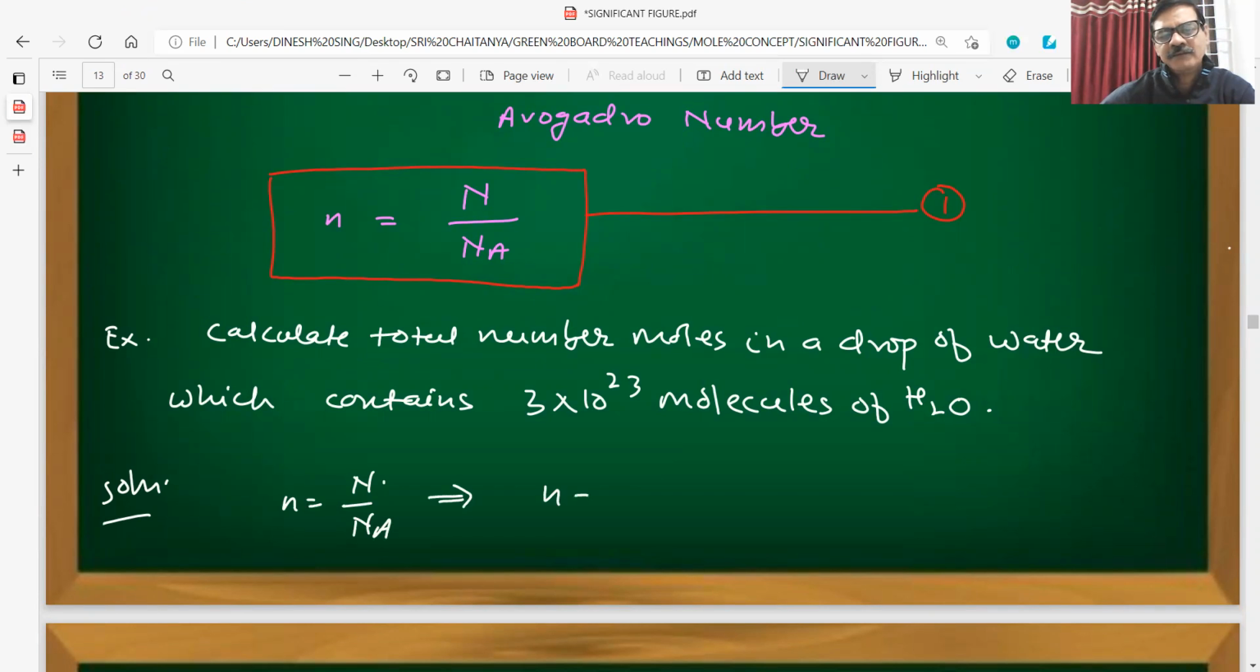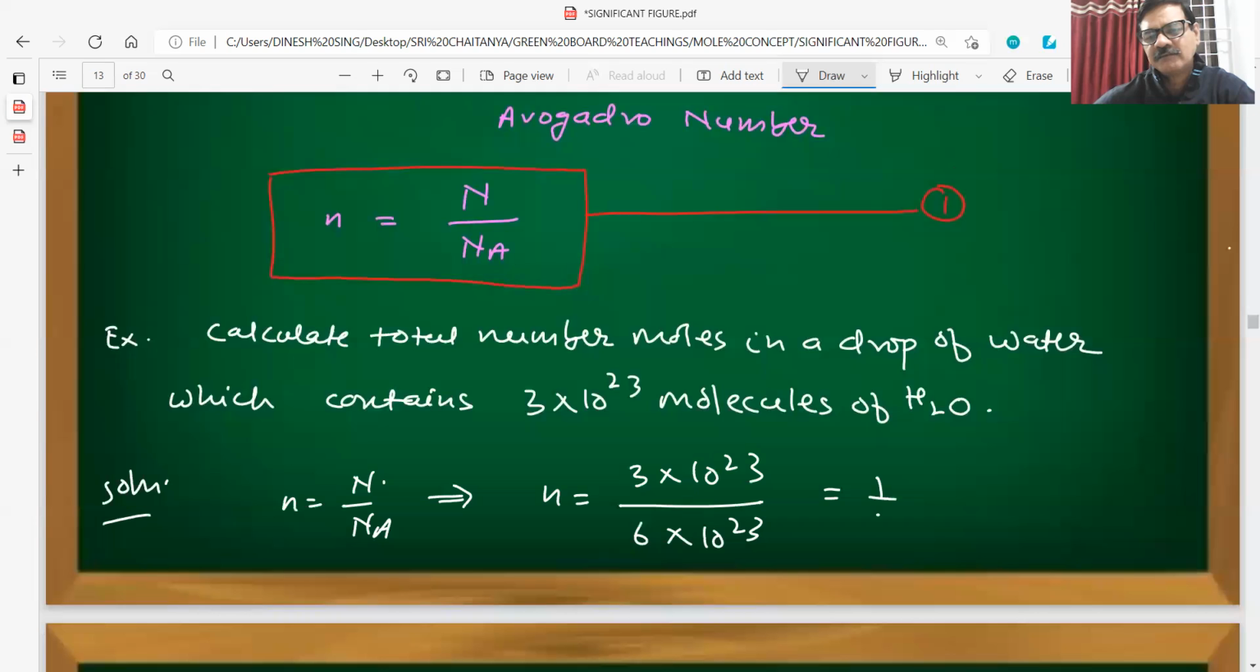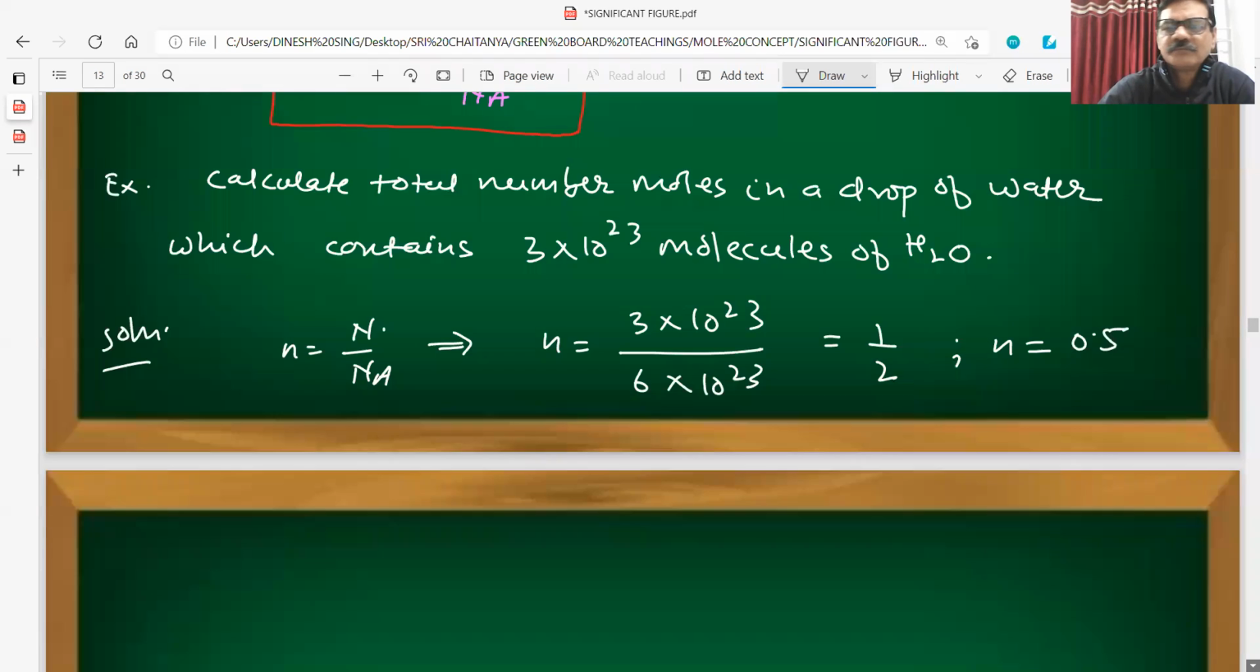So n will become 3 into 10 power 23 divided by 6 into 10 power 23. This will be 1 by 2, or n will become 0.5. So in this sample, in a drop of water, the total number of moles of water calculated is 0.5 moles. I will discuss some more problems through one assignment.